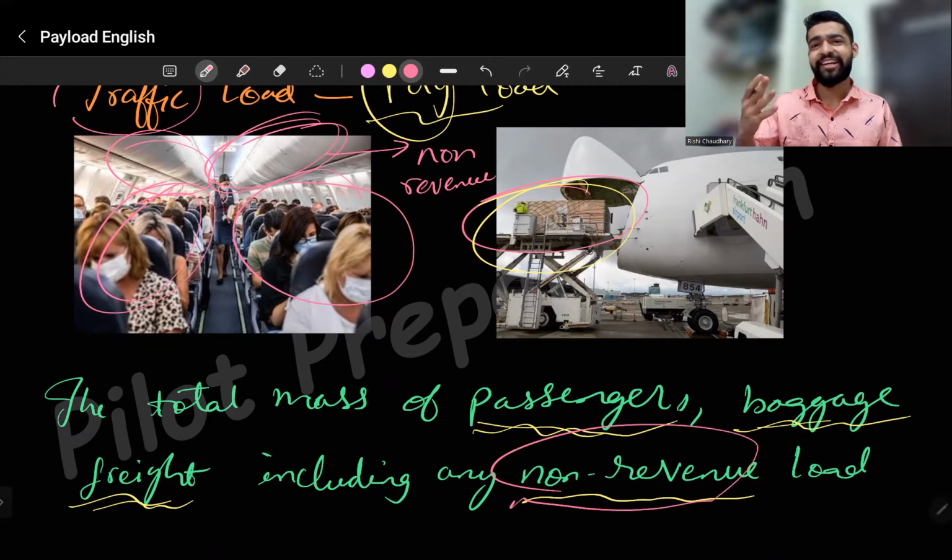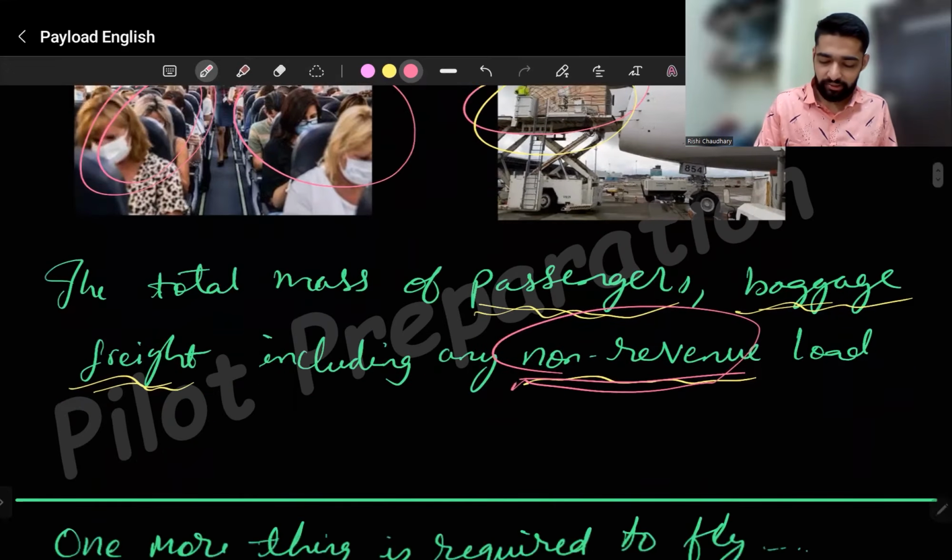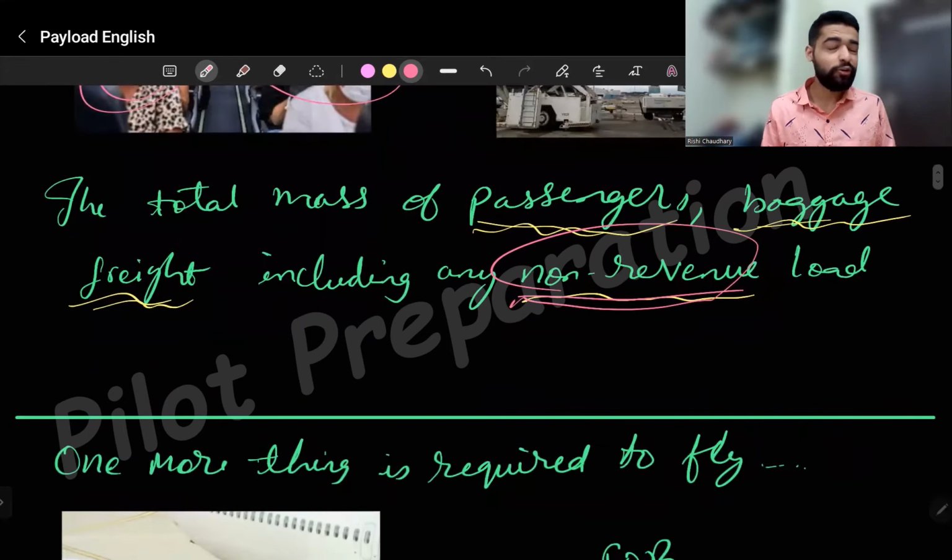That means it is not directly giving any revenue to the aircraft. It can be 7 kg, it can be 8 kg, it can be 10 kg. So the more kilograms you bring with you, the more loss the aircraft carries. Okay. So that is a non-revenue load here. So this is done. Now, one more thing is required to fly.